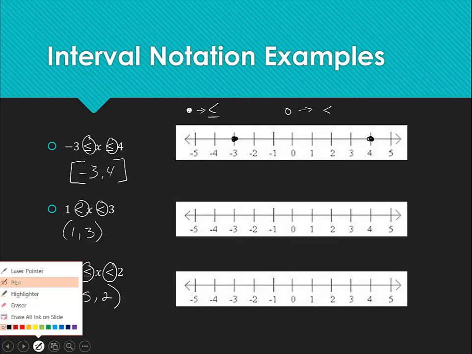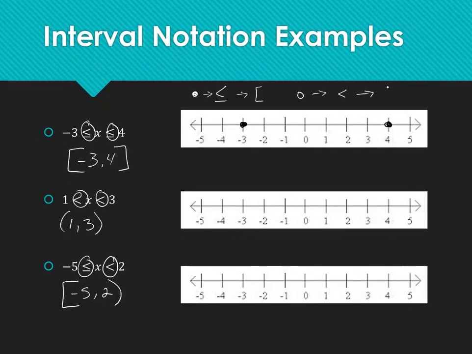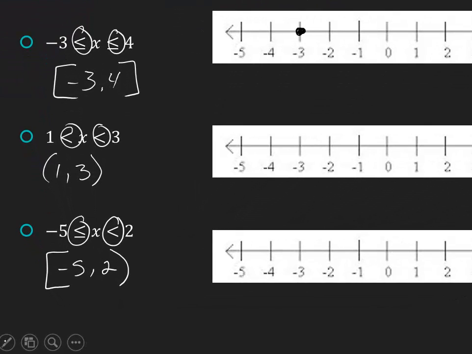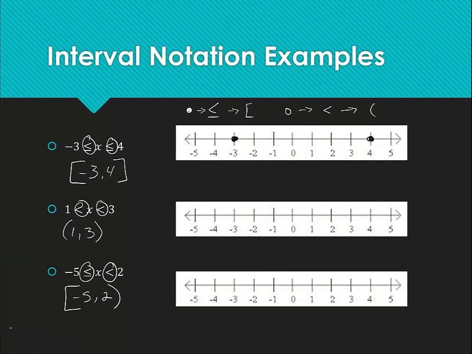I guess I should also put that too. So closed circles are going to be brackets, and then open circles are going to be parentheses. And then once you have your two lines, you're just going to connect the dots.